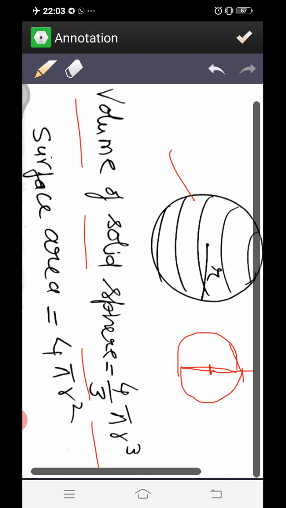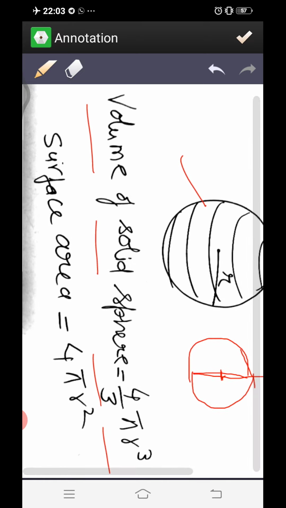And the surface area is equal to 4 pi r square. It has only a curved surface, a single curved part. All over, the area is curved. So we can simply say surface area or curved surface area of a sphere.